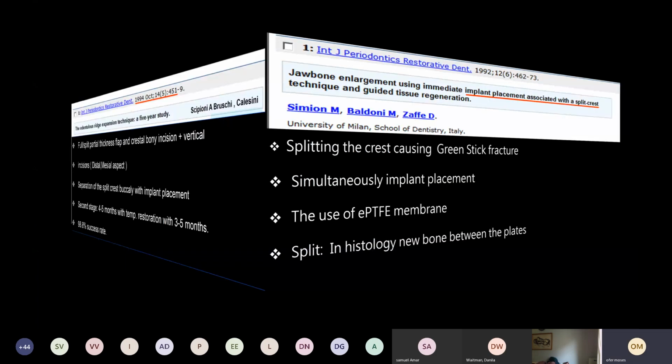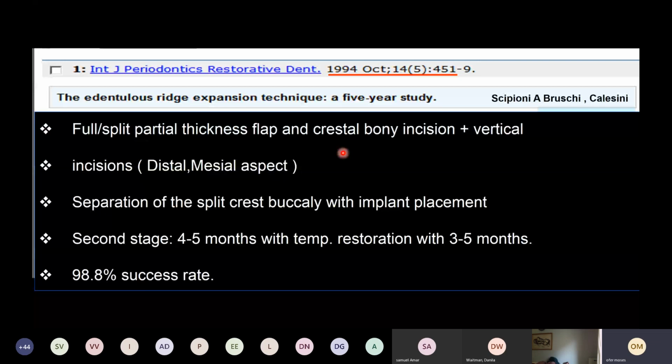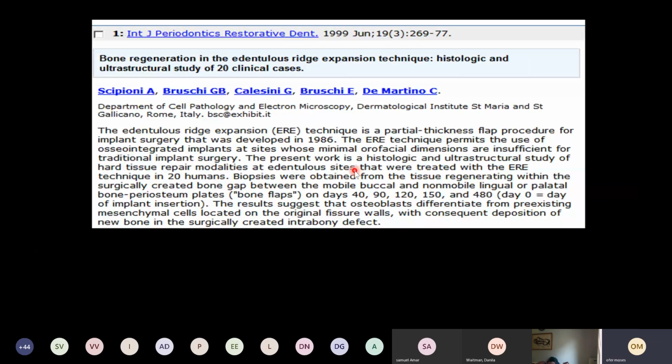This is Massimo Simeone. The second one is Scipione in 1994. He did a full split partial thickness flap, which I will introduce to you in more detail. He did an osseous incision in the mid-crest, distal and mesial, in order to allow movement of this piece of plate that he wanted to move. The second stage, in which he put an implant, was 4 to 5 months after he did this technique.